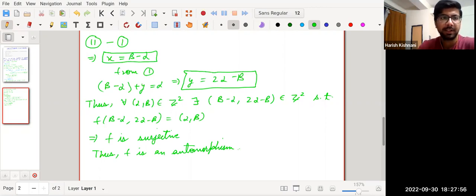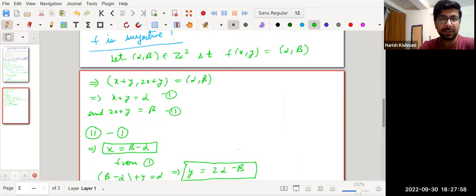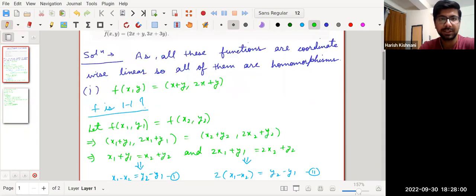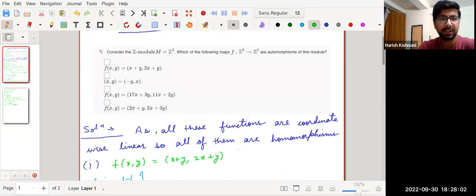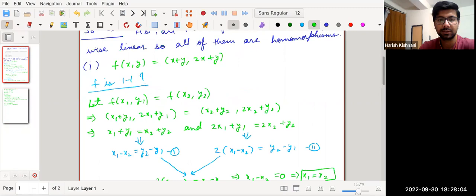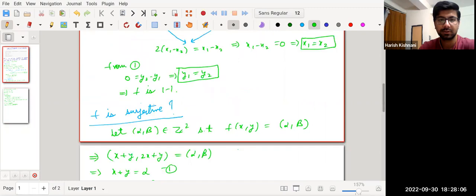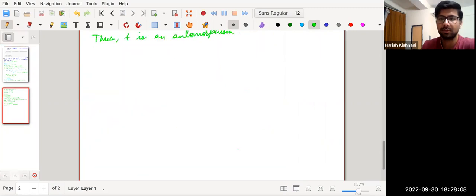Now this is for the first function. So first is a correct option. Now for the second one, f(x,y) goes to (-y, x). Now you need to see for the second one, f(x,y) is (-y, x).